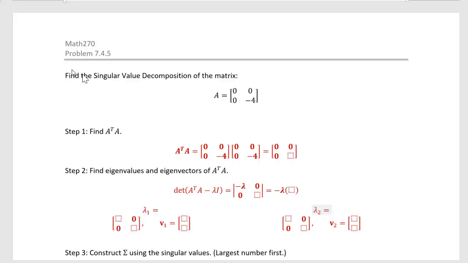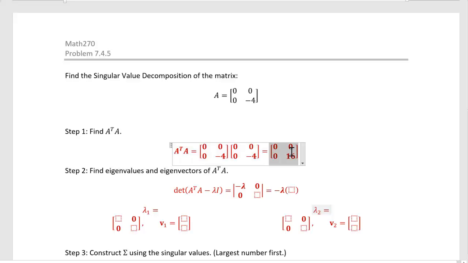Our problem here is to find the singular value decomposition of the matrix A, which is equal to 0, 0, 0, negative 4. The first thing we want to do is find A transpose times A. It turns out that A transpose is the same thing as A. So A transpose times A is going to be 0, 0, 0 in the first three slots, and then our last one is negative 4 times negative 4, which gives us a positive 16.